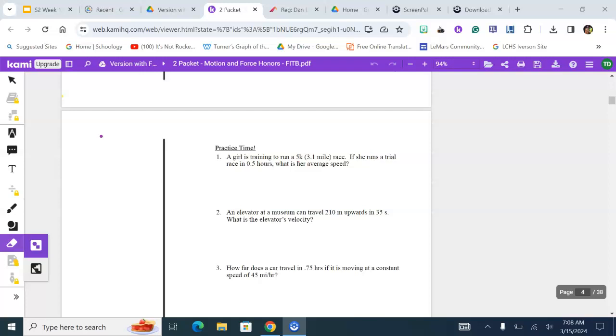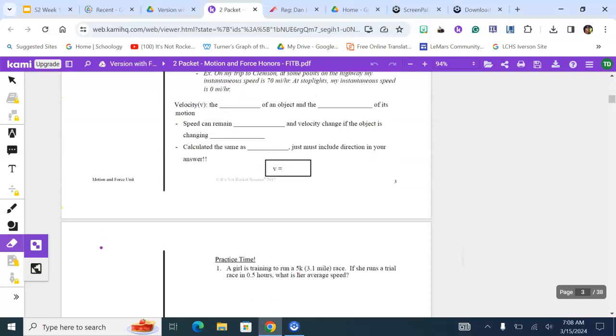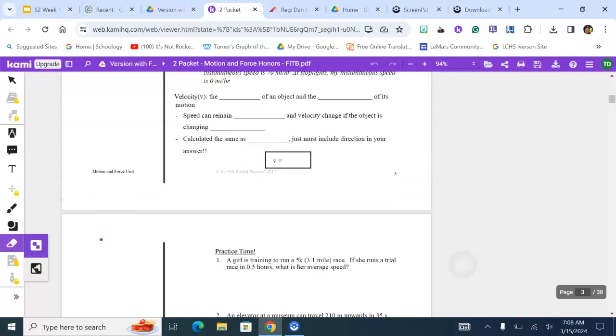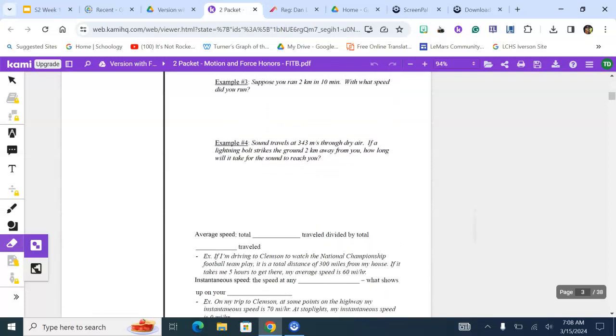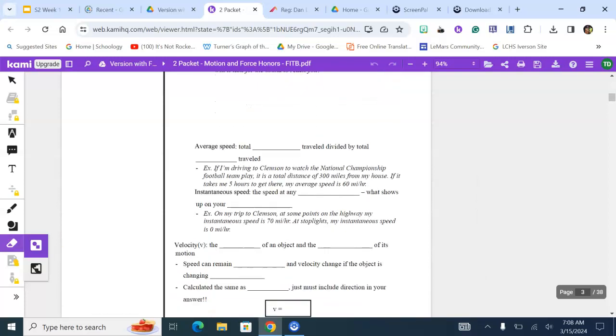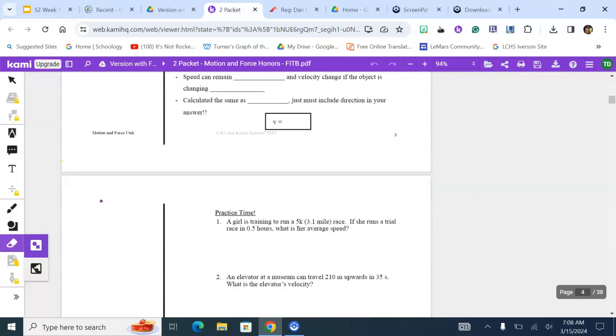All right, so you just got done taking notes. You should be done through page 3, and you saw some examples about speed and velocity. Now, speed and velocity get easily confused. Speed and velocity are the same thing, except velocity has a direction. So when you are asked to calculate velocity, you are calculating speed. You're just going to add a direction.